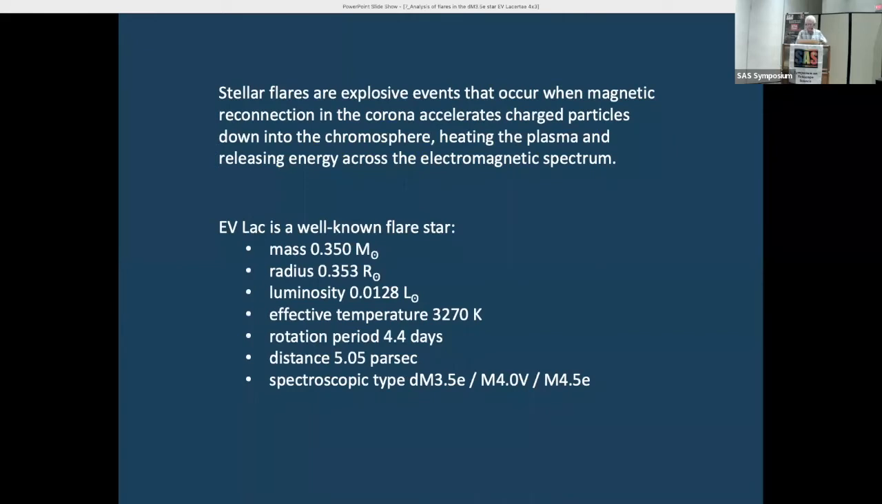So there's just a few words about stellar flares. You've heard enough about that already, but maybe I point out a few of the parameters of EV Lacertae. It's about 1/3 the mass of the sun, many times less luminous. Temperature, 3,270 K, so relatively cool, but a fairly fast rotation period of 4.4 days, which has wound up the magnetic field. It means it's a magnetically active star, and that's part of the reason why we're seeing flares from it. It's 5 parsecs away, a parameter we need to use when we're analyzing the flares.